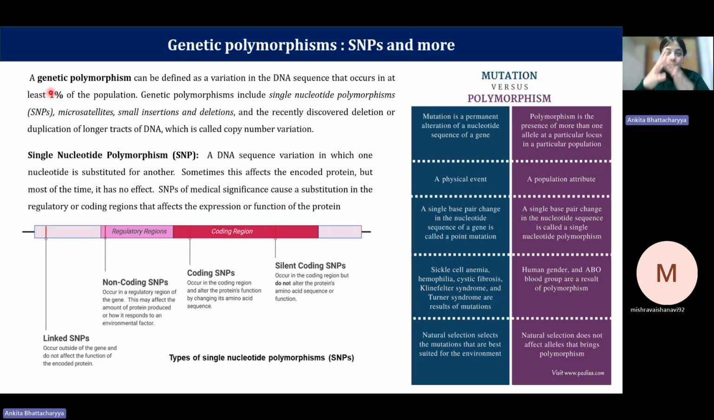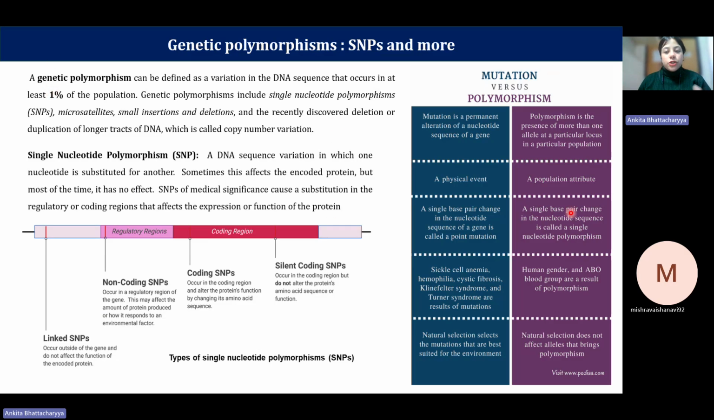Now, under the banner of genetic polymorphisms, you have multiple subtypes, like single nucleotide polymorphisms, or SNPs, which is what we commonly discuss. Then you have microsatellites, you have small insertions, small deletions. They all come under the same banner, but whether or not they can be disease causing is context dependent. Let us first look at the contrast, which is shown on the right.